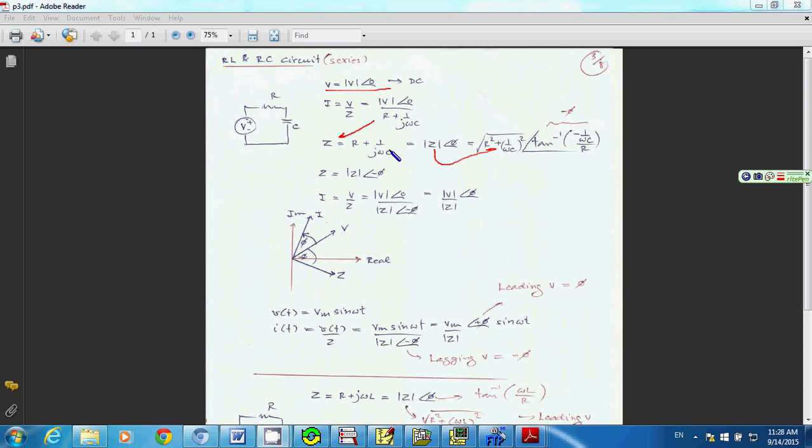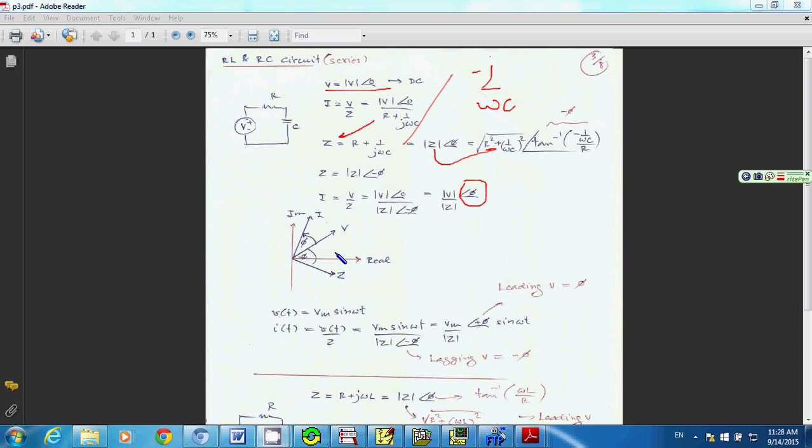And your phase angle is simply the imaginary part, which is 1 over omega C, divided by the real part, which is R. The reason I have a negative here is because I change 1 over j omega C to be negative j over omega C. So you end up with the phase angle being a negative number here. And for your current, it is simply equal to V over Z. So the phase of the current becomes a positive phi.